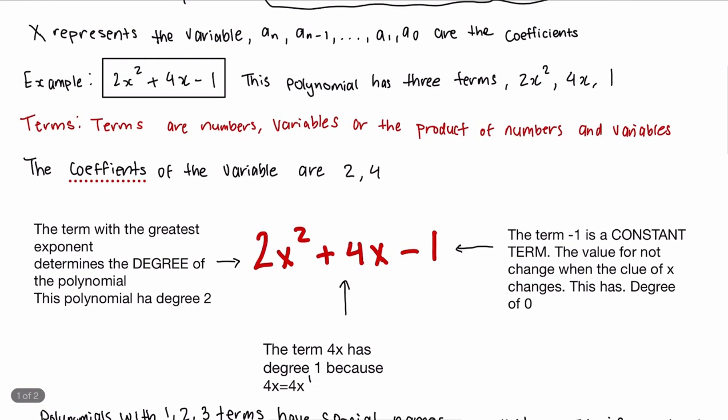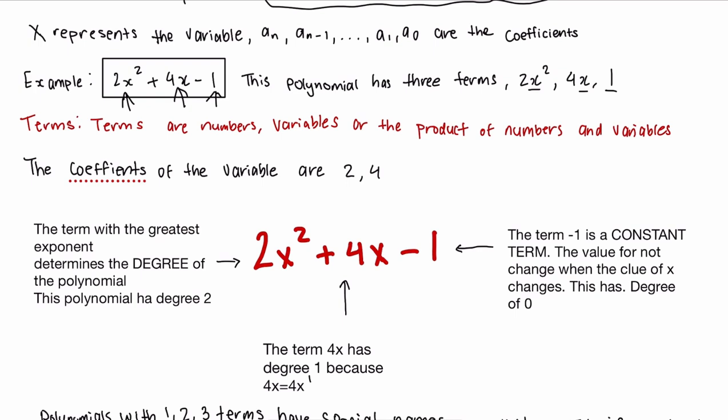So for example, we do have 2x squared plus 4x minus 1. So this polynomial has three terms. The first term is our 2x squared, the next term is 4x, and the last term is minus 1. As you can see here, the reason why there's three terms is because there's three different degrees. The first one is a degree of 2, the second one is a degree of 1, and the third one simply has no degree. So that's why there's three different terms.